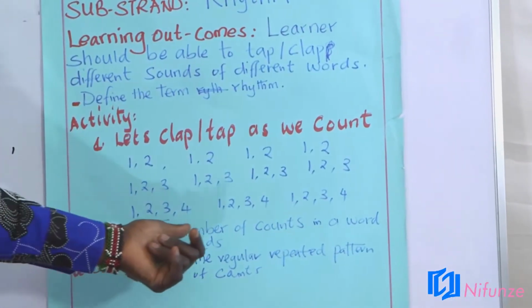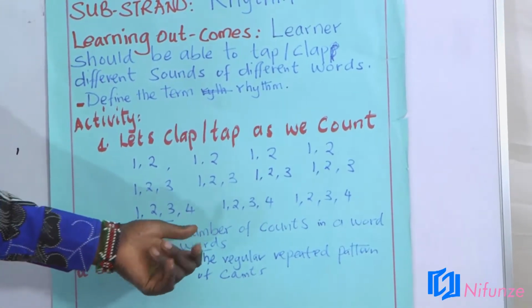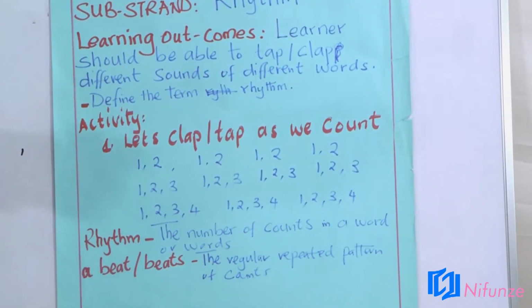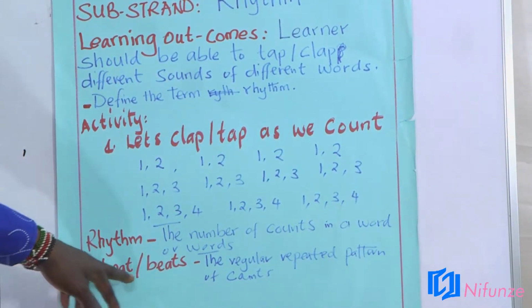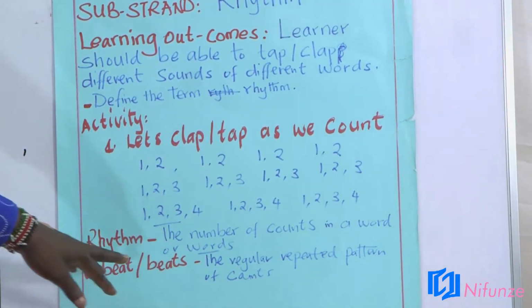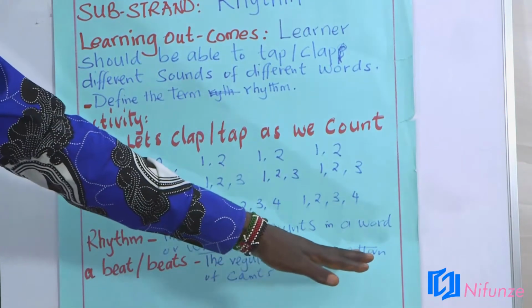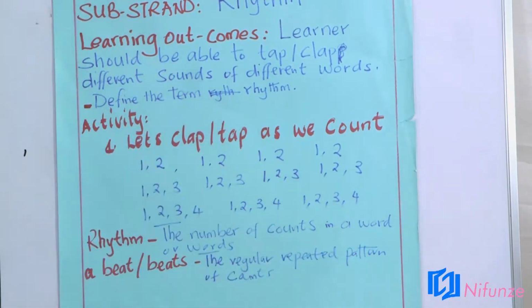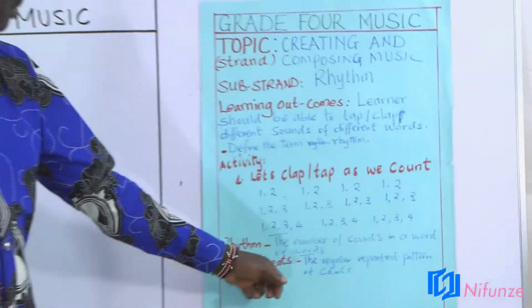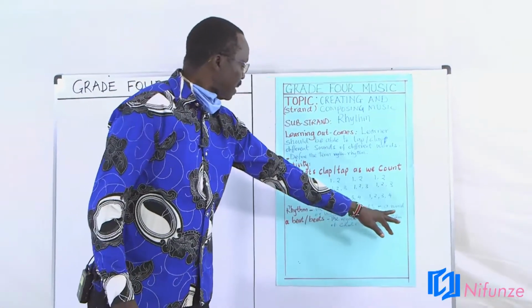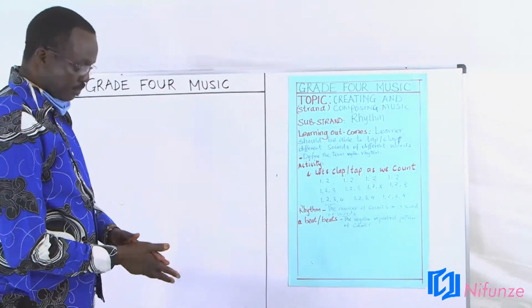By the time we are creating a rhythm, we are going also to bring in another term called beat. Beat or beats. This is the regular repeated pattern of counts. When we talk about a beat or beats, we are talking about the regular repeated pattern of counts.